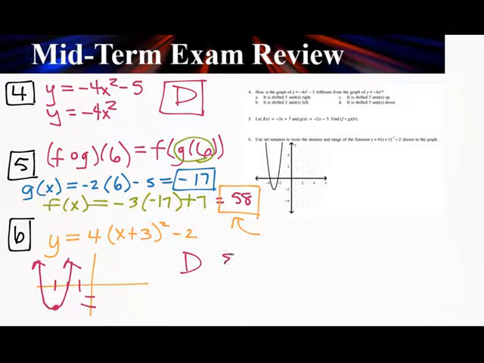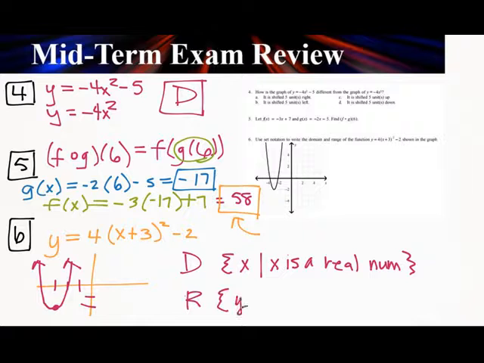Okay, so it says use set notation, so that means I'm going to do that, and then I'm going to say, well, if it's going to the left to infinity and to the right to infinity, then it's going to be x is a real number. Okay. All right. Now let's do the range. The range actually starts at -2.